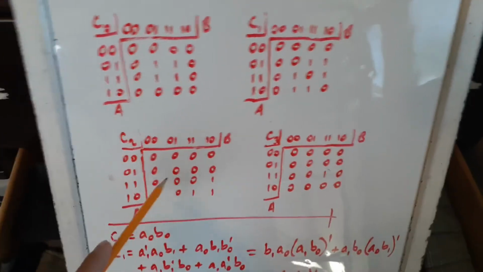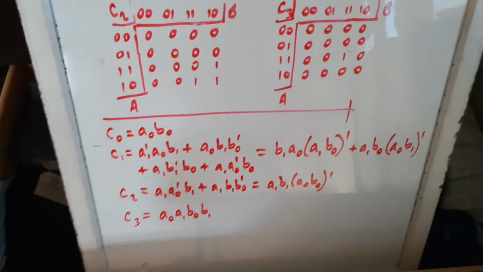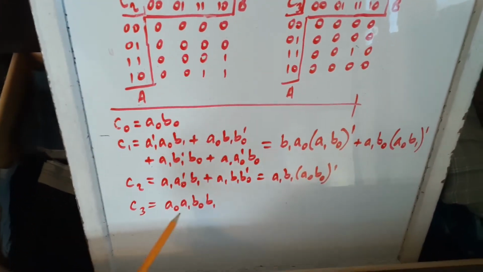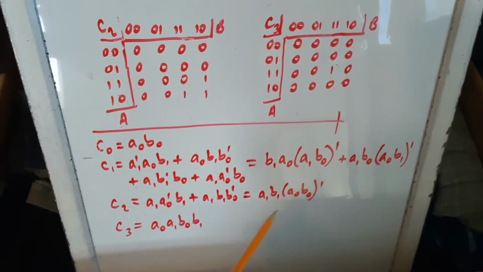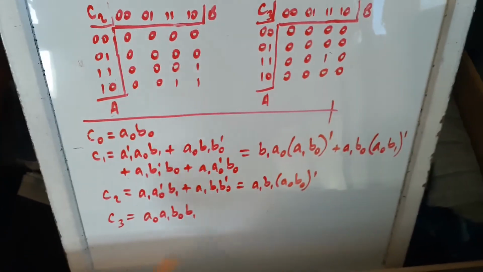We do this for each bit, and we obtain the formulas, first the sum of products formulas, and then we simplify whenever possible, and we end up with this.